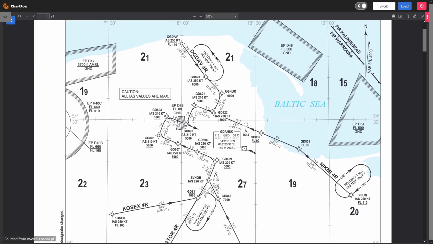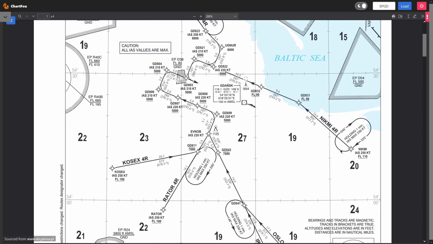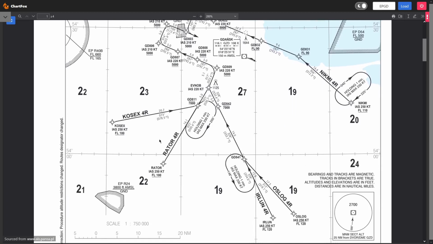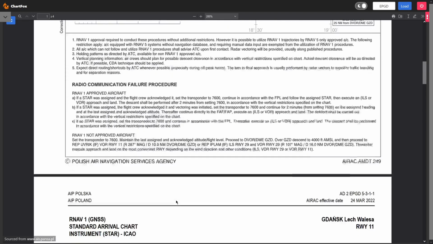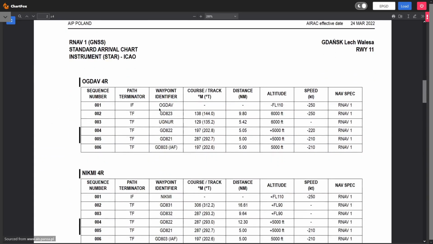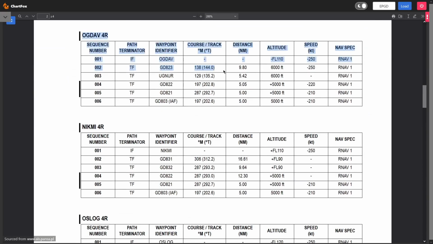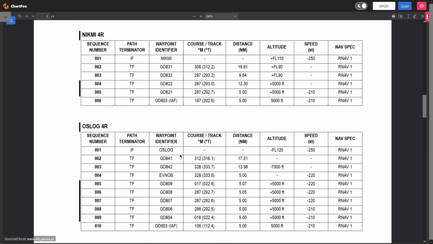Here you have the Ogdev approach, the Nimki for Ramia, Cossacks, and Raider. Here you have all the additional things. You can set your course and stuff just to be sure that you're going through the correct altitudes, speeds, and stuff.